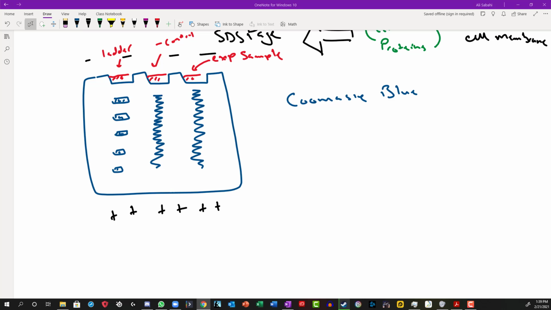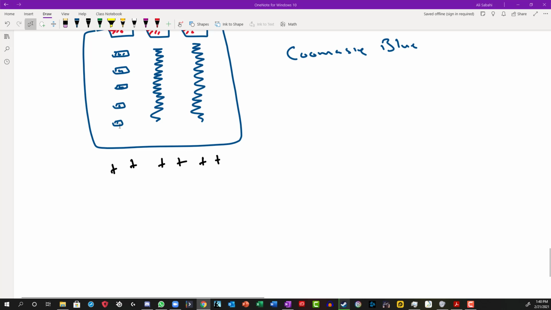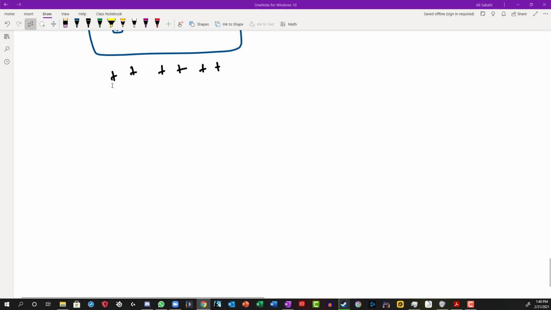So at this point, we have separated our sample based on size, and we're ready for the next step, which is to actually do the Western blotting. Now, to do the Western blotting, there's a certain step prior to getting to that point. That is simply that you have to transfer the proteins out of the gel onto a membrane. And that is something that we'll cover in the next video.